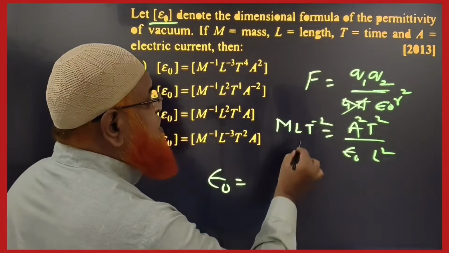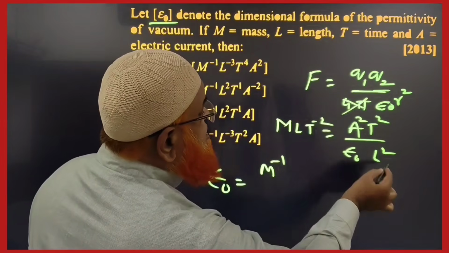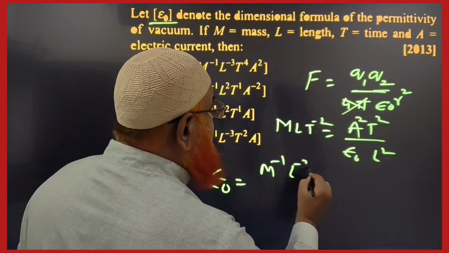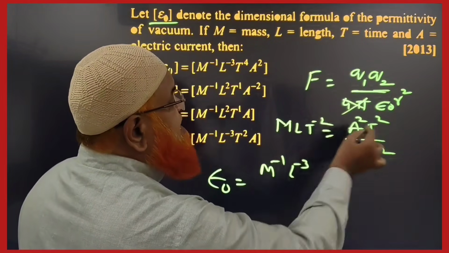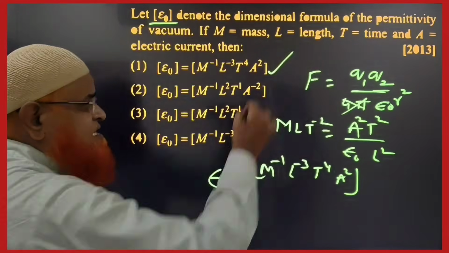Therefore, epsilon naught: m goes to that side and becomes m power minus 1. L square becomes L cube on the numerator, so L power minus 3. T power minus 2 goes to that side and becomes T power 4. A square you write like that only. So your answer is ready.